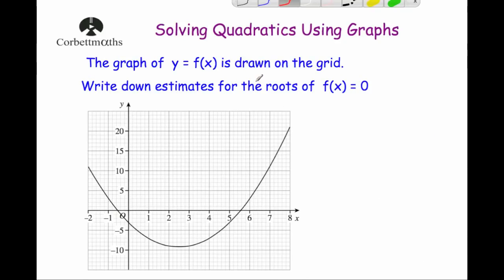Okay, next example, I've changed the wording slightly in this question. It says the graph of y equals f of x. So this is the graph y equals f of x. We don't even know the equation of it. It's drawn on the grid. Write down estimates for the roots of f of x equals 0.